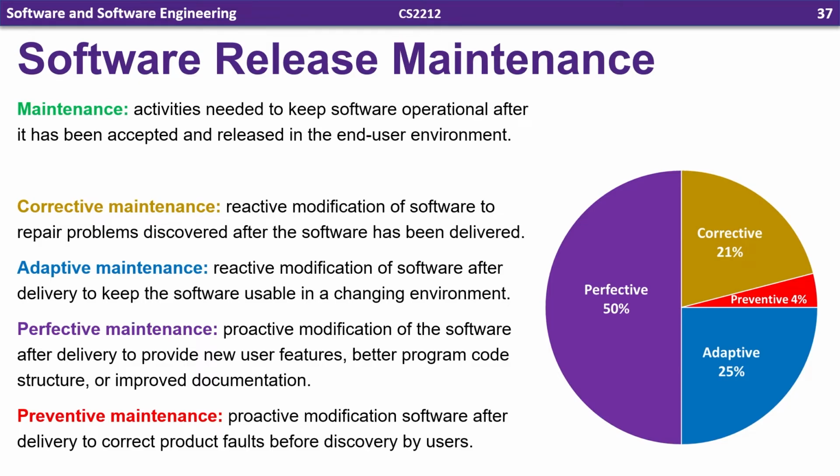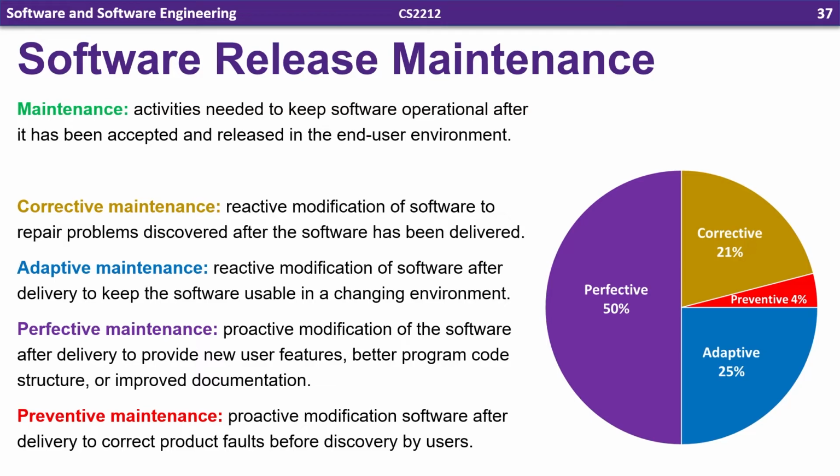So we haven't talked too much about software maintenance, but it can be divided into a few different categories. First of all, I'll just summarize what maintenance is. These are activities needed to keep software operational after it has been accepted and released in an end user environment. And these fall into these four categories here.